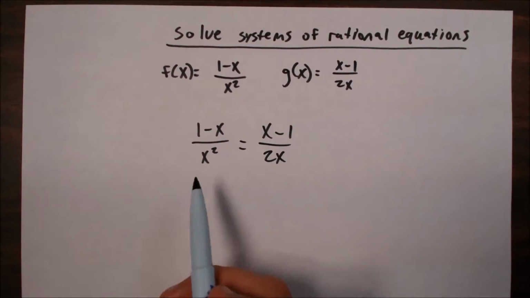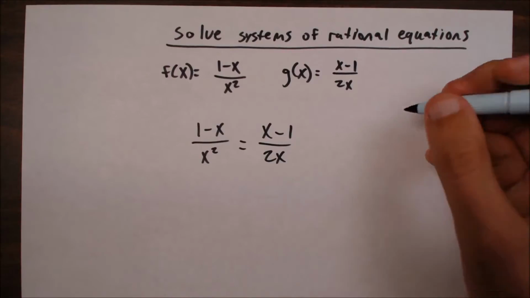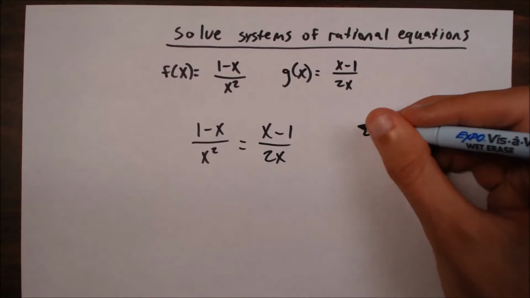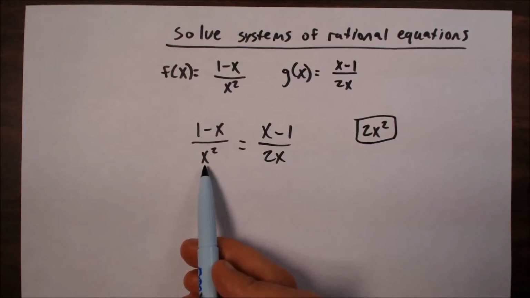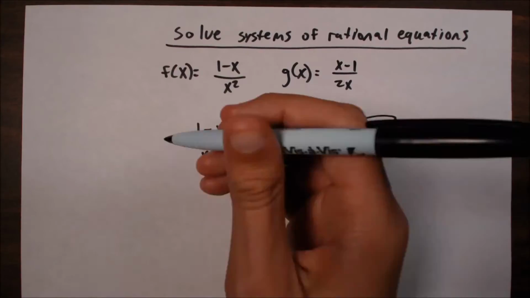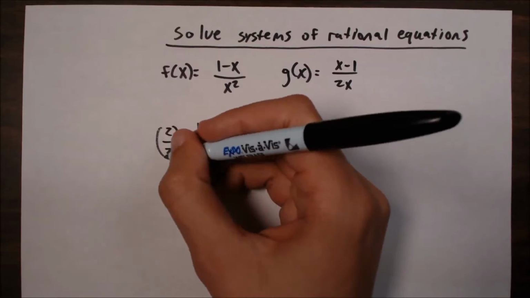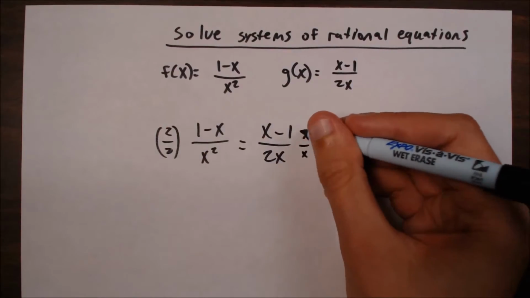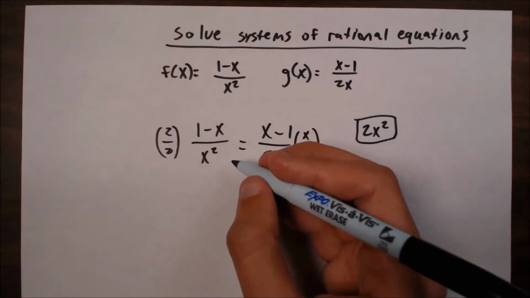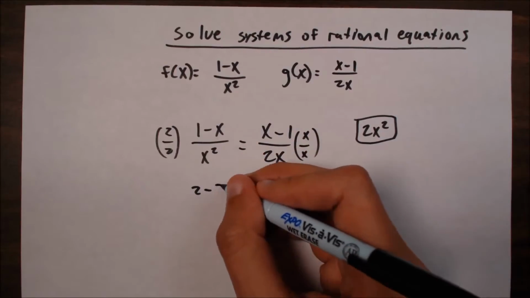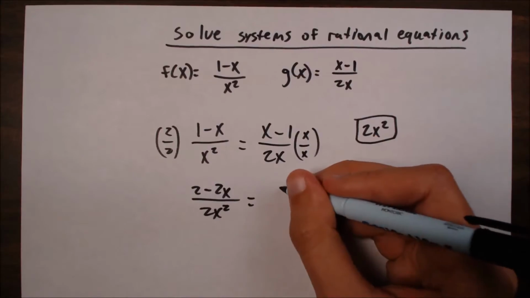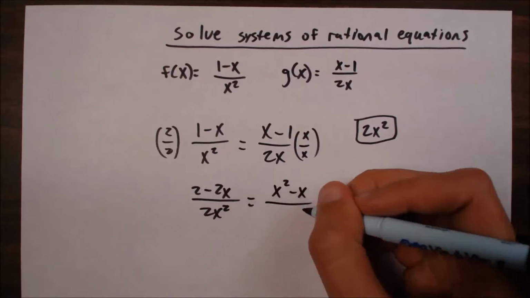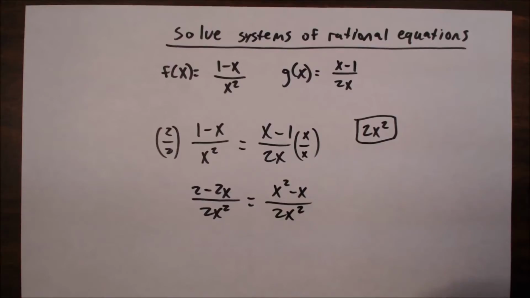So we have to get a common denominator, which is going to be 2x squared. That's what I want to look for in my denominator, okay? So this needs to be multiplied by 2, and this needs to be multiplied by x. Okay, so on the left side, I'm going to get 2 minus 2x over 2x squared. On the right, I'm going to get x squared minus x over 2x squared.